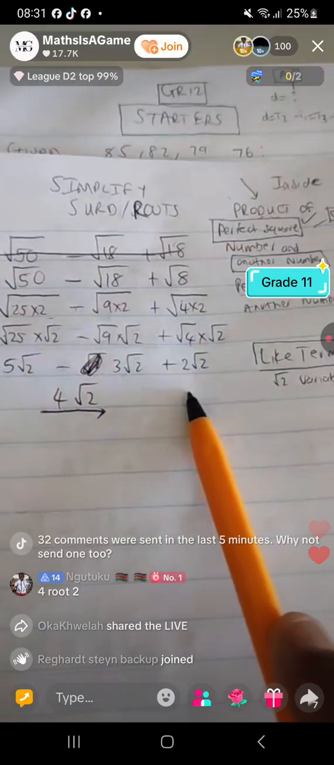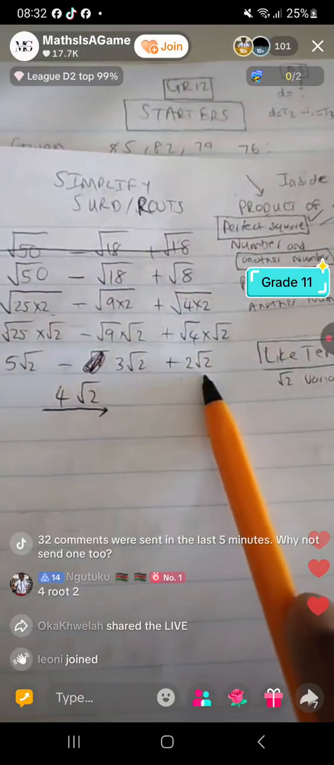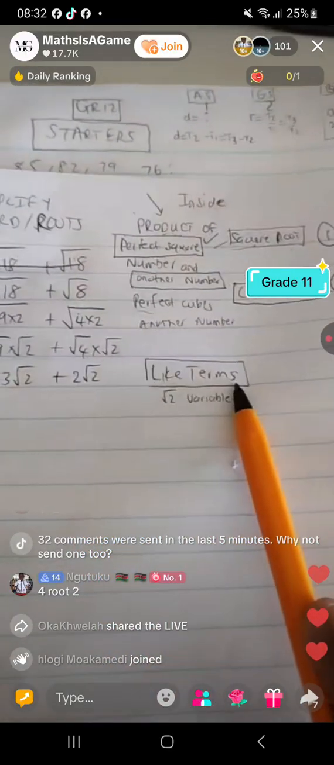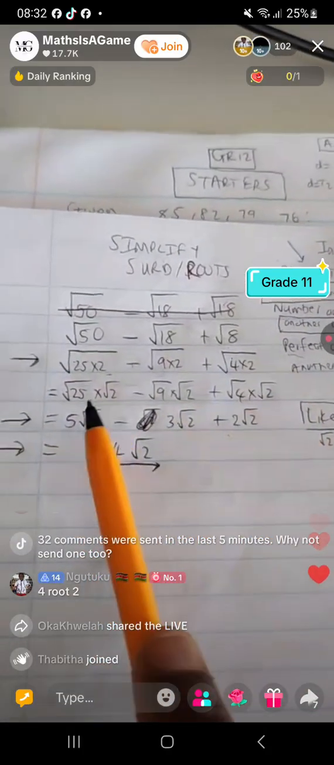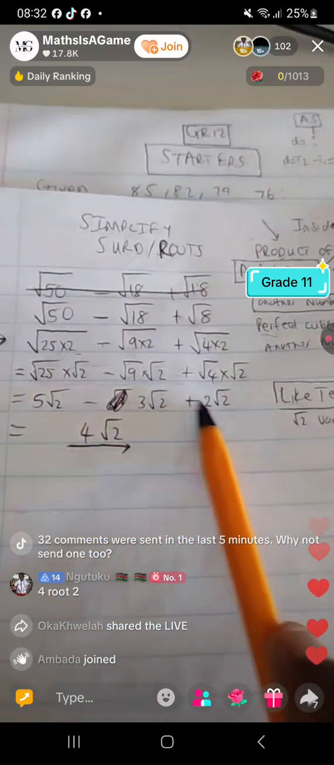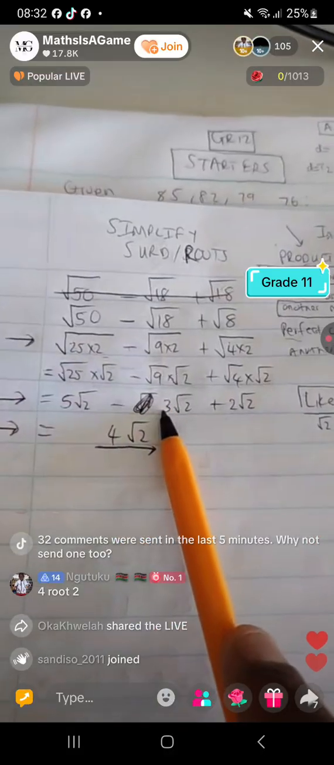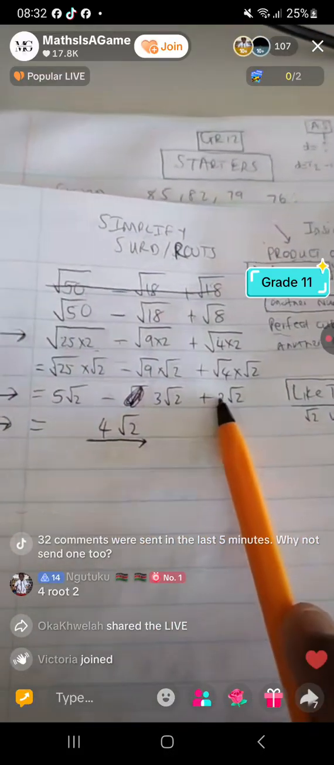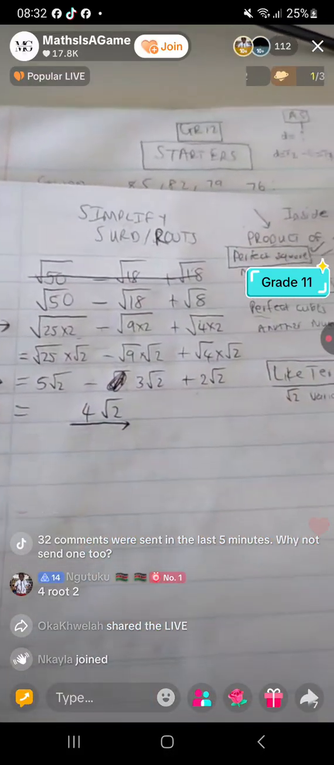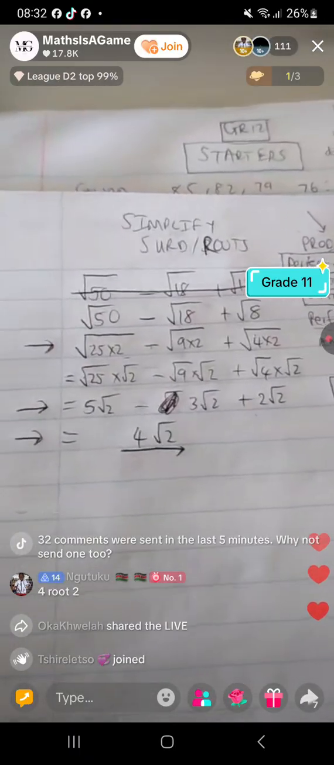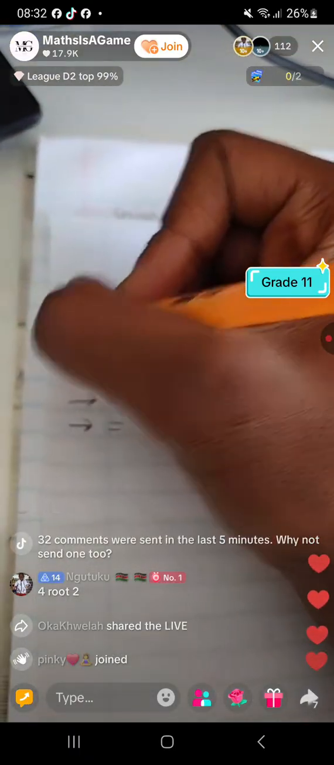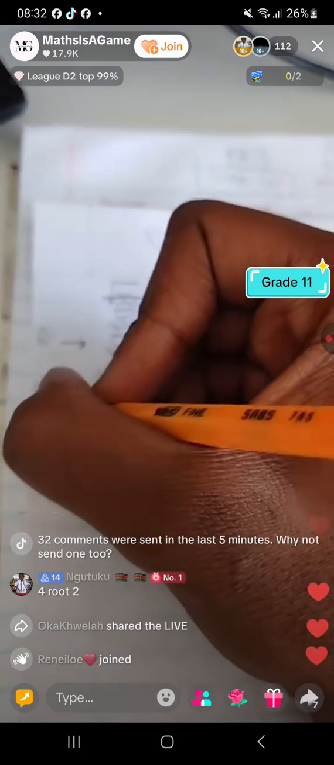Square root of 4 is 2. For the square root of 2, it remains. Then you have like terms. You treat the root 2 as if it's a variable. You add and subtract the coefficients. 5 minus 3 is 2. 2 plus 2 is 4. This is your final answer. 4 root 2. And that's that. Essential steps: this one, that one, and this one.